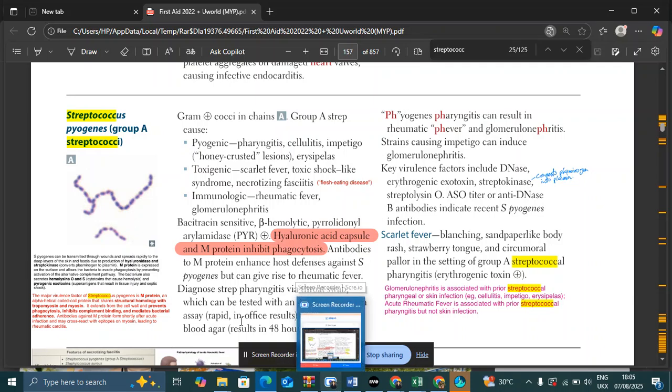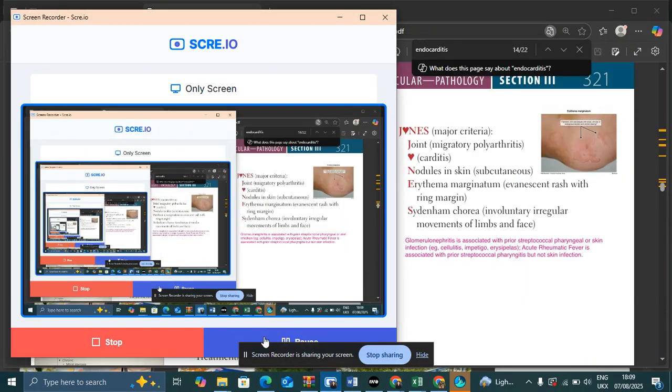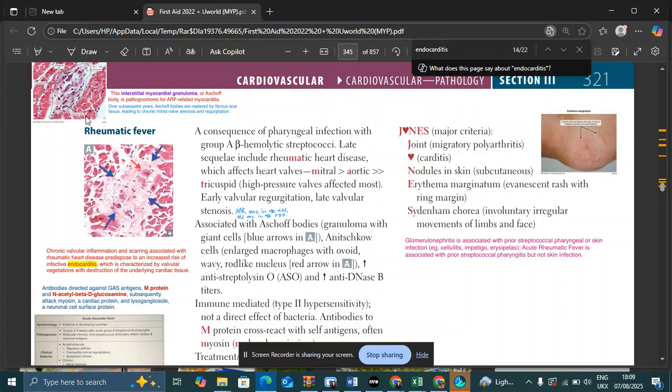Okay, now let's talk about rheumatic fever. It is a consequence of pharyngeal infection with group A beta hemolytic streptococci, which is Streptococcus pyogenes. It usually happens 2 to 4 weeks after pharyngeal infection. Okay, the major criteria is Jones. You should remember this Jones criteria. What would be the patient presentation?